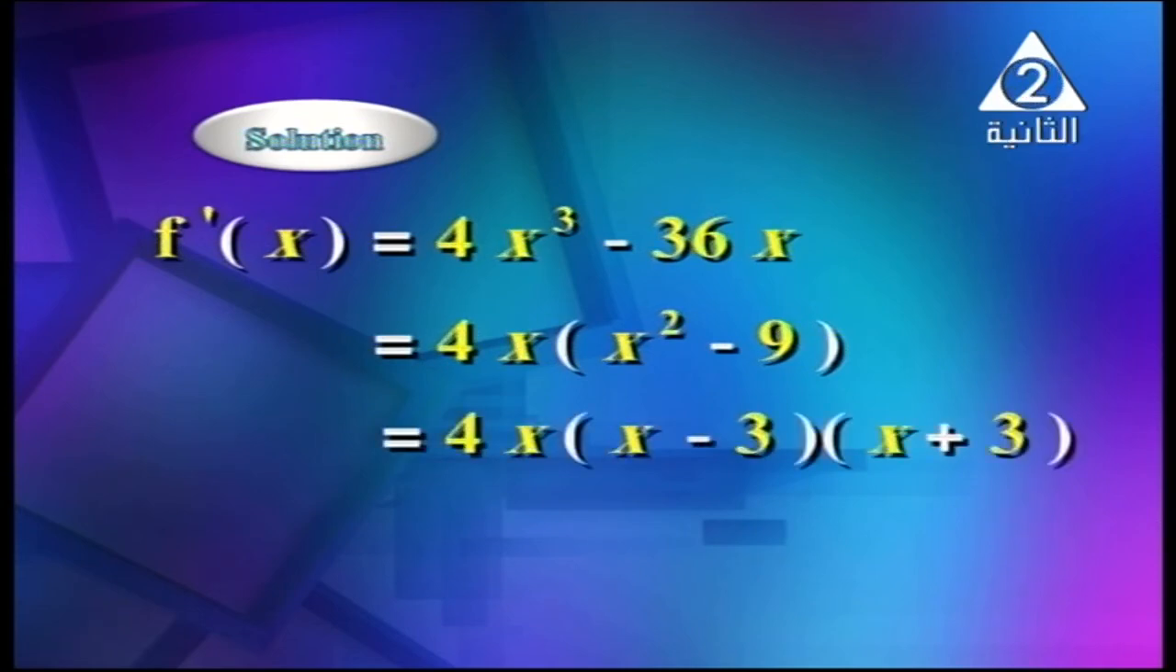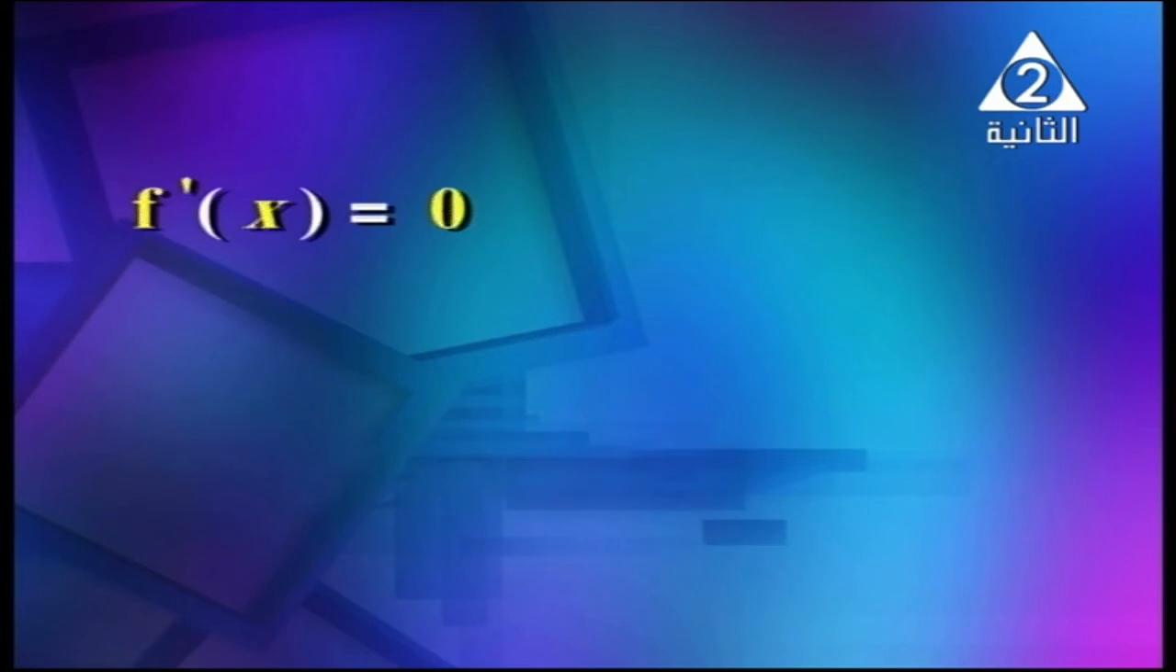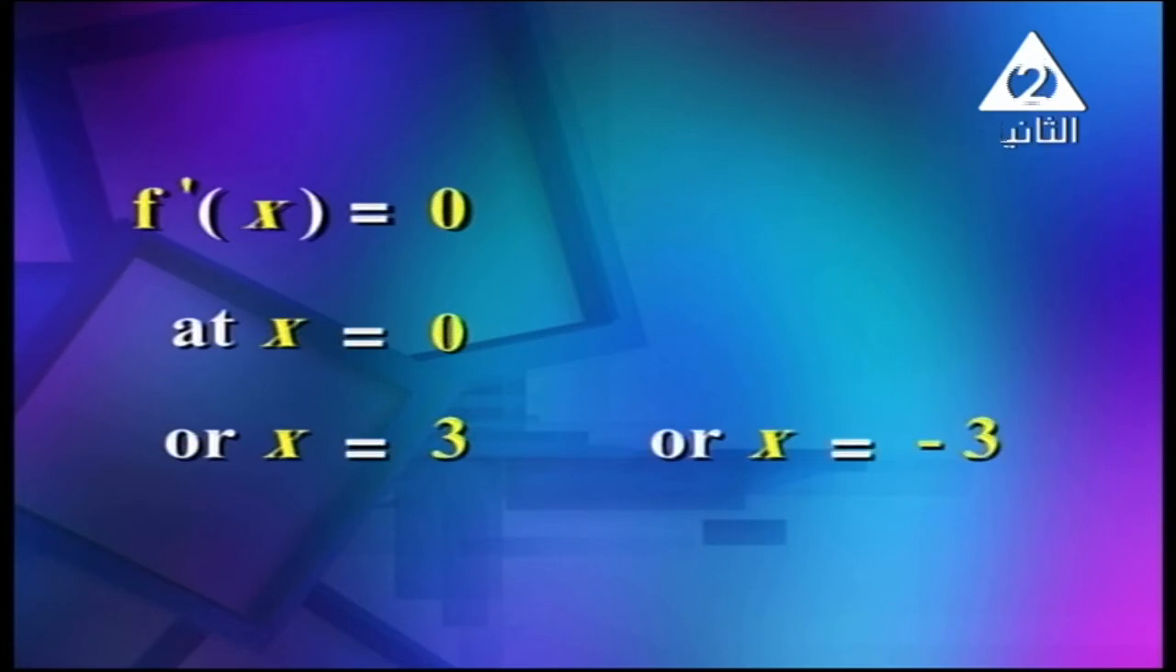Then, my dear student, we factorize x squared minus 9 as x minus 3 inside a bracket multiplied by another bracket x plus 3, then we put f dash of x equals 0. Before that, find f double dash equals 12x squared minus 36. F dash x equals 0, then what is the value of x? x equals 0, x equals 3, x equals negative 3. My dear student, we have three values of x when f dash x equals 0.